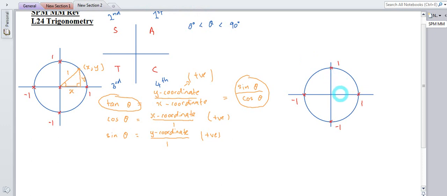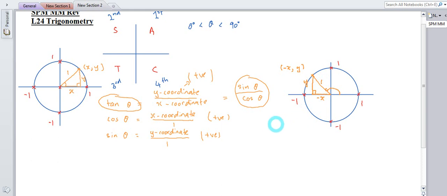Now our angle goes to the second quadrant. Same thing, I draw a right angle triangle here to help me get the value of tangent, sine, cosine. So here is negative x. This y is still positive. The radius will always be positive, 1.